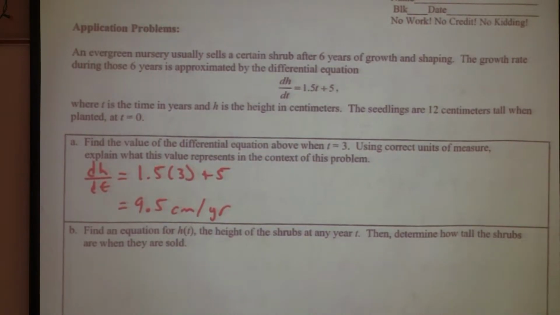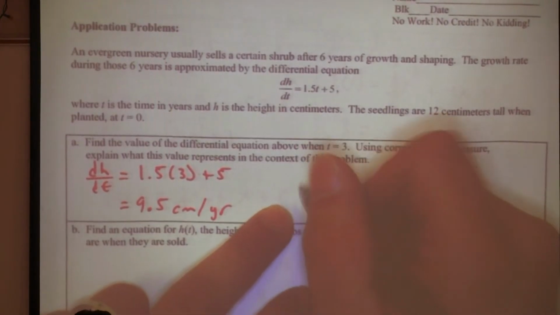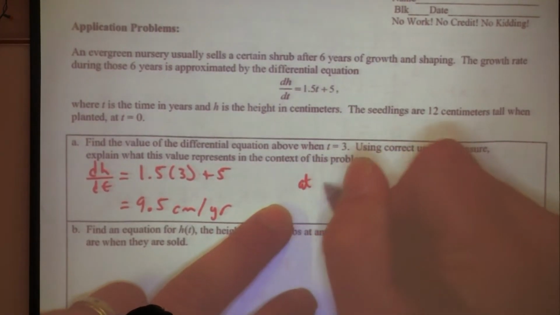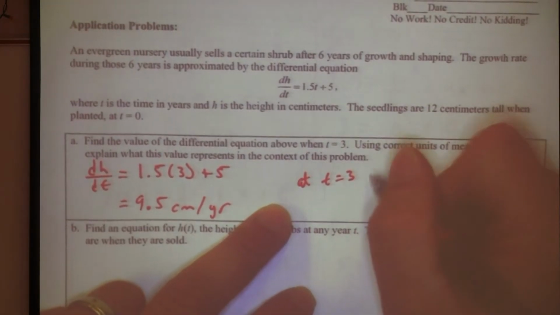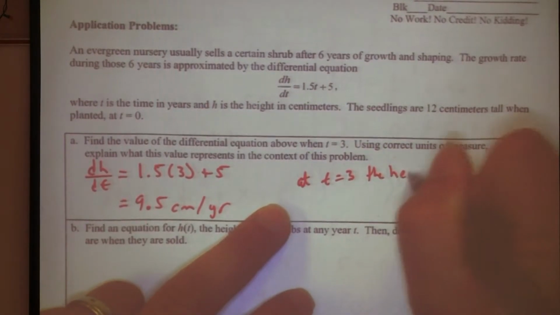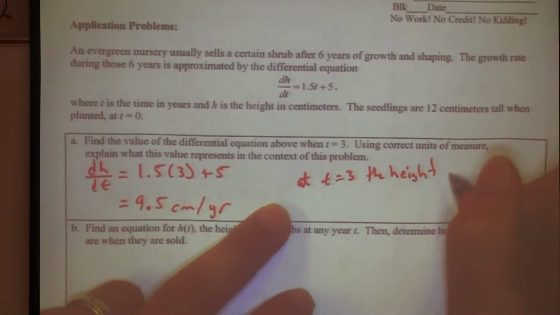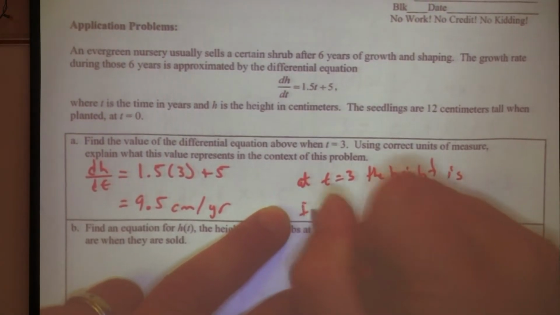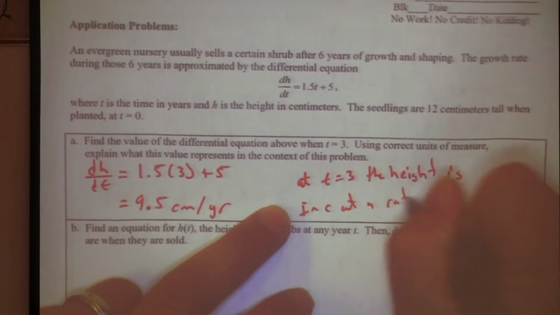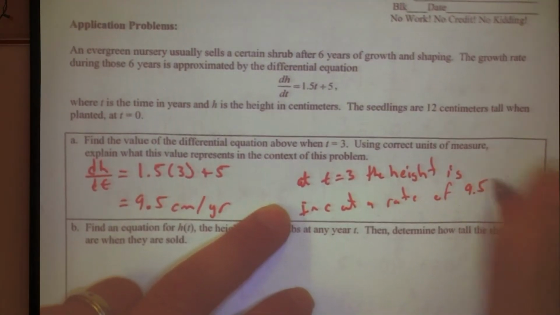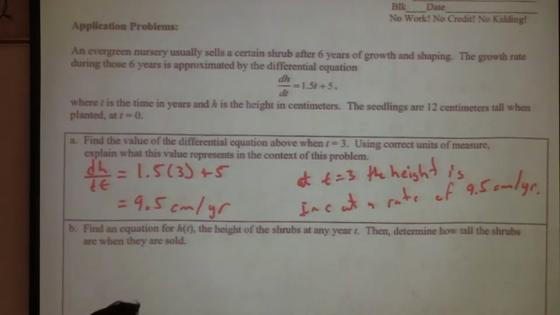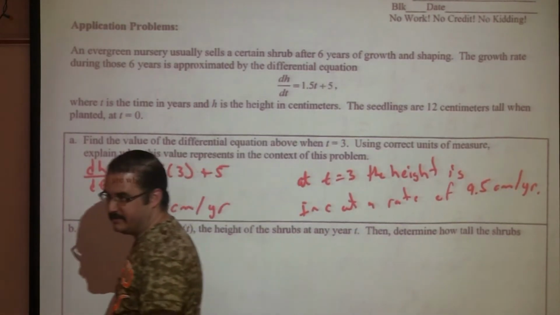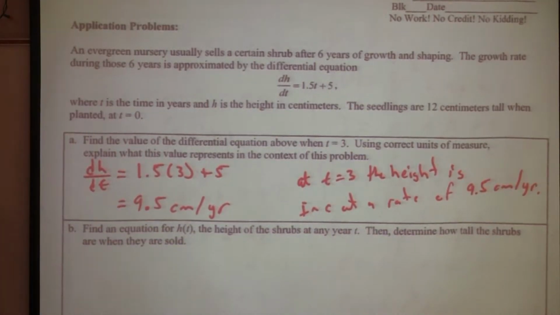What is it telling us about the height? We need to write the interpretation. After 3 years, what's happening? The rate at which the height is increasing is 9.5 centimeters per year. That's it. That's the simplest statement that you have to write to describe it. Everybody should be able to do that.